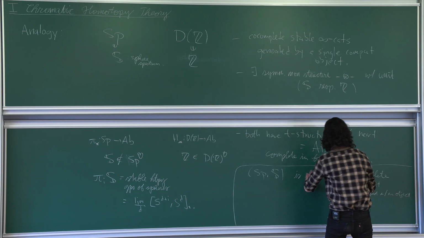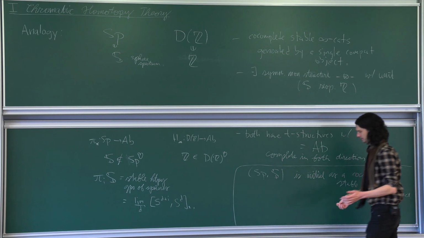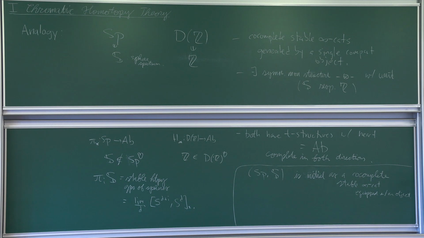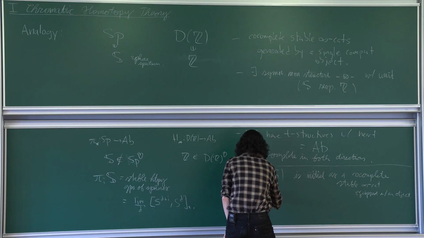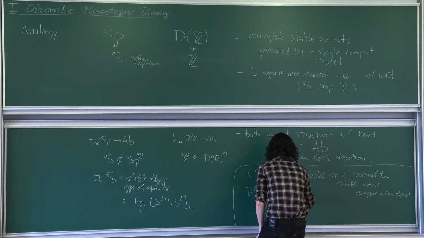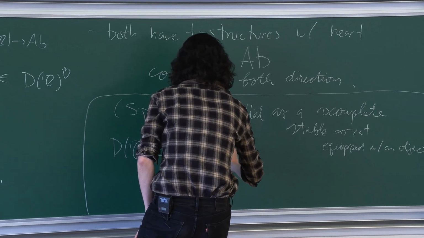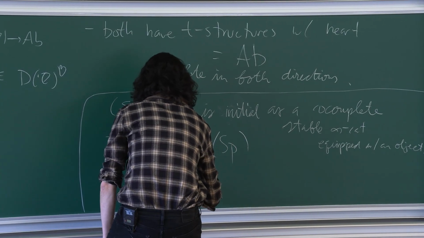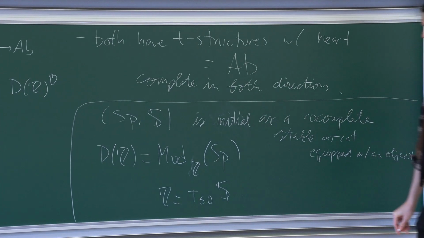Or initial, universal. So if you have any cocomplete stable infinity category with an object in it, then there's a functor from this one, which preserves colimits, sending the sphere spectrum to that given object. And in fact, this D of Z is just modules over this Eilenberg-MacLane spectrum. I'll just call it Z in spectra. So Z you could say is the zeroth Postnikov truncation of the sphere spectrum.